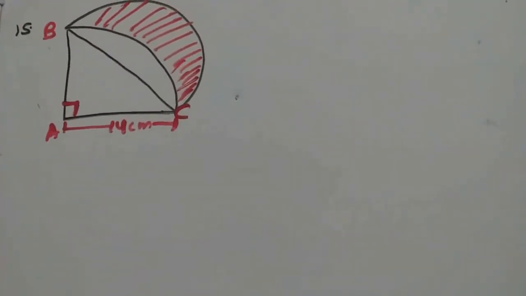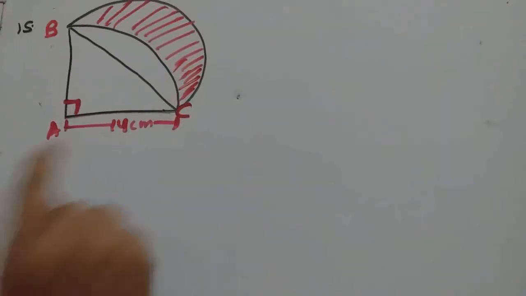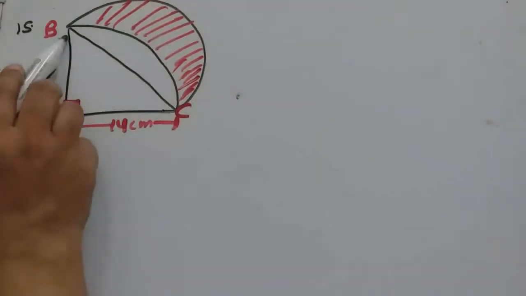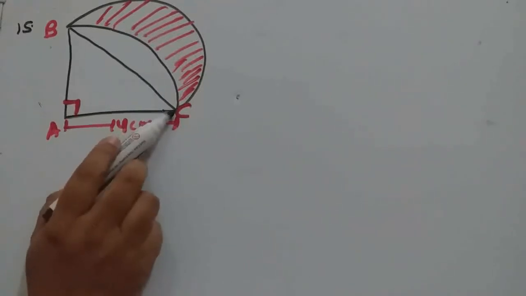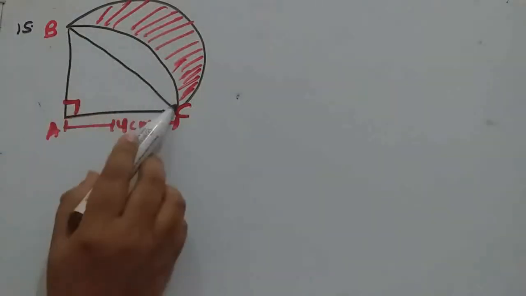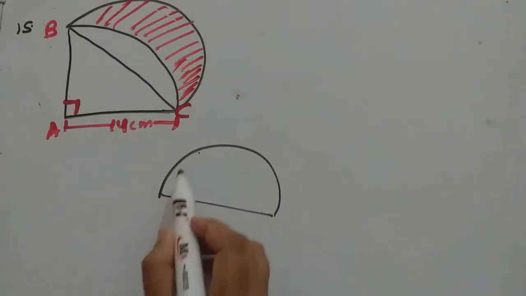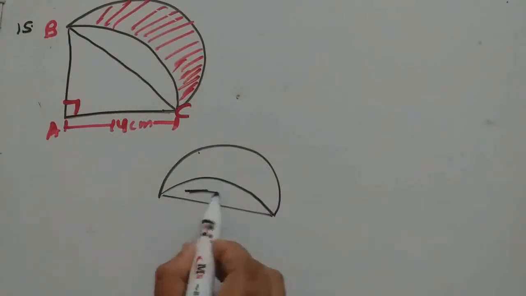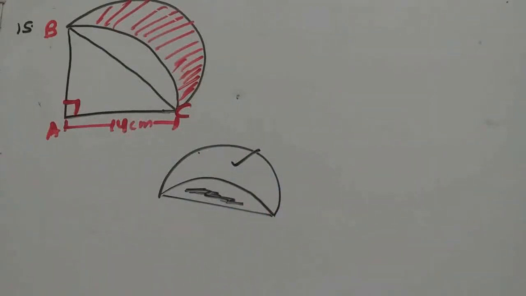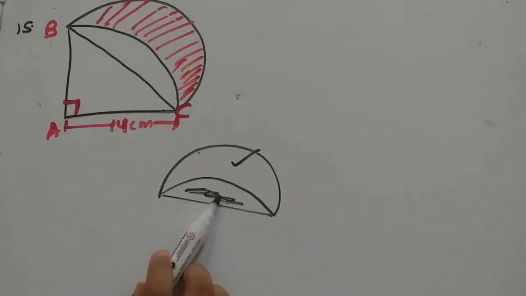Question number 15. ABC is a quadrant of the circle. It is given. Radius is also given, 14 centimeter. Then one semicircle is drawn taking BC as a diameter. Here we have to find the area of the shaded region. Since BC is a diameter, this one is a semicircle and this one is a semicircle. So from the semicircle, if we subtract the area of the segment, we will get this shaded region. So we have to do area of semicircle minus area of segment.